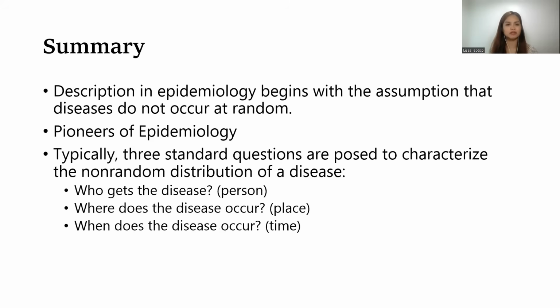So in summary, the description in epidemiology begins with the assumption that diseases do not occur at random. And we discussed the pioneers of epidemiology and some of their discoveries. And there are 3 standard questions posed to characterize the non-random distribution of a disease. Who gets the disease? Who is the person? Where does the disease occur for the place? And when does the disease occur for the time?